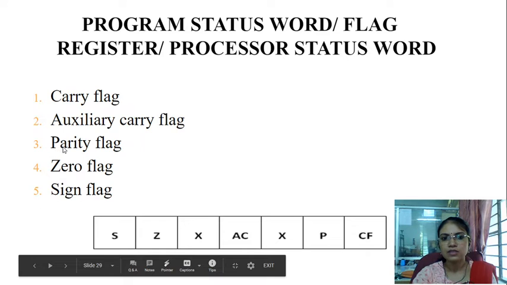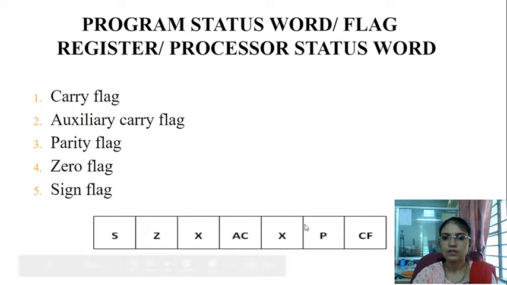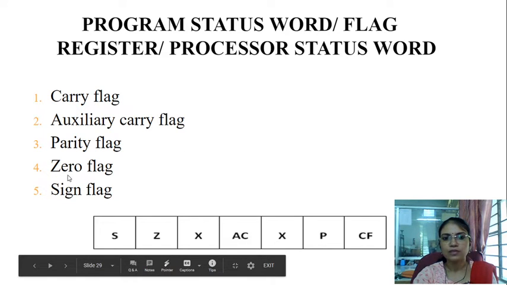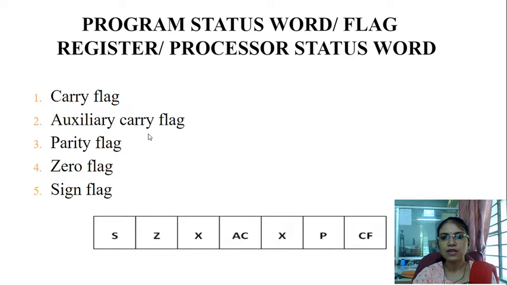The third flag is the parity flag, designated by the letter P. The fourth flag is the zero flag, given by the letter Z, and the sign flag is given by the letter S. So these are the 5 different flags available with the microprocessor 8085, and these flags give the particular status of the result. That's why they are called the program status flags, or the processor status word. Now, one by one in sequence, we will learn how these flags can be used.